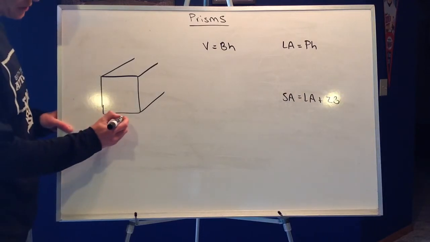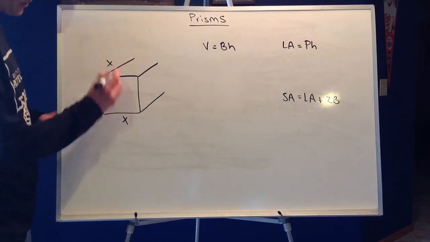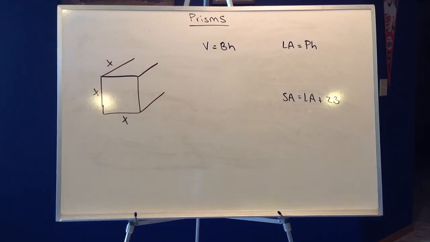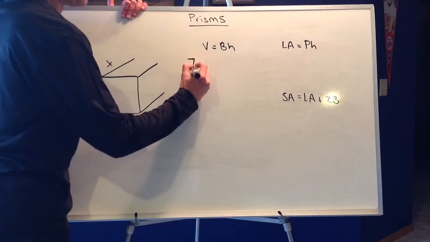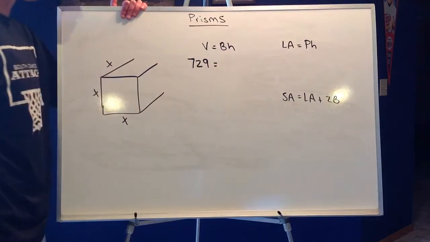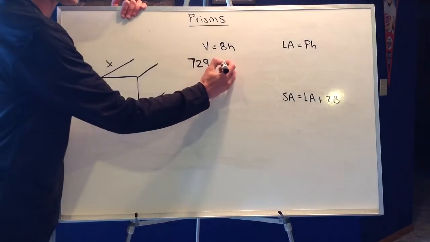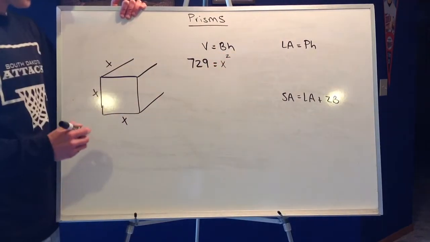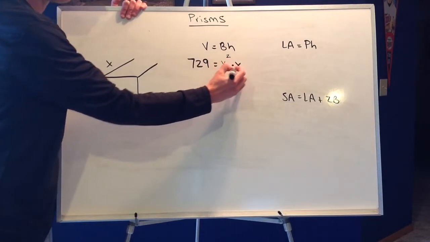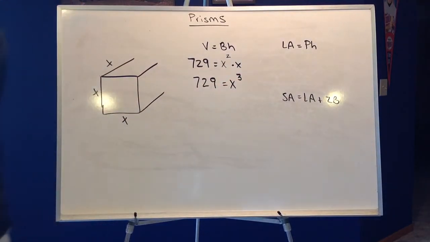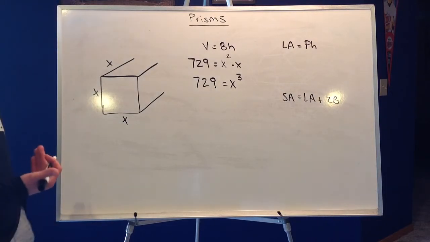So for right now, I'm just going to call them all x. Okay, so I've got the length, the width, and the height, or the base and the height. And then you've got the height of the entire thing. They tell us that our volume is 729. Now look at what happens here. Area of the base would be x times x, which is x squared. Height is another x. Well, if you take x squared times x, you end up with x cubed. And this will always happen with a cube. That's why it's called x cubed, because this is what happens with the volume.